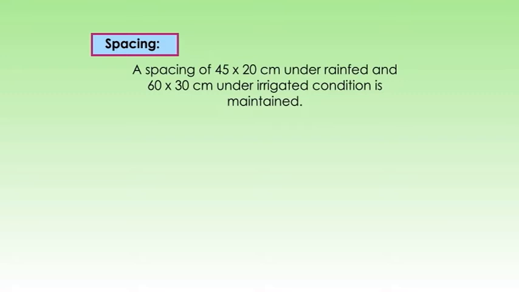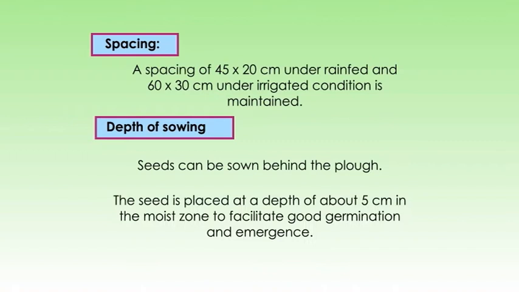Seeds can be sown behind the plow. The seed is placed at a depth of about 5 cm in the moist zone to facilitate good germination and emergence.